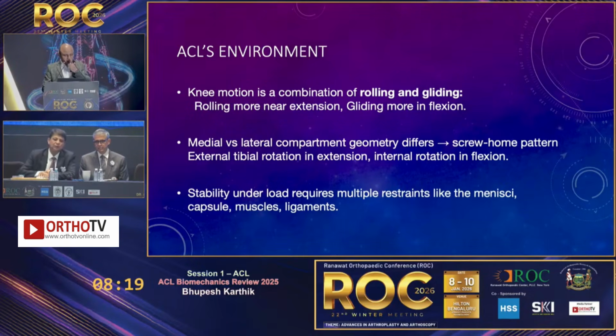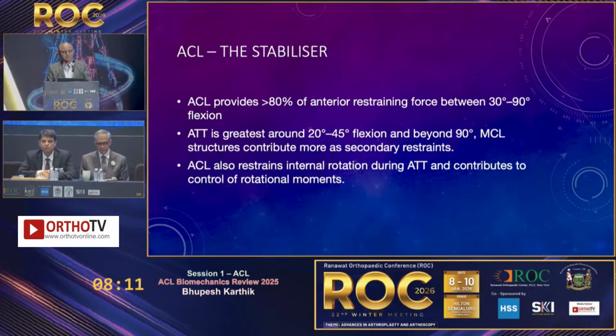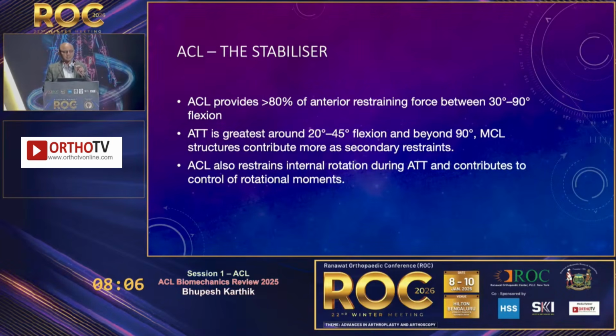The stability of the knee under load not only requires ACL, but requires other restraints like the menisci, capsule, muscles and ligaments. Of all these, the most important stabilizer, the primary stabilizer, is of course the ACL. It provides more than 80% of stability of anterior restraining force between 30 to 90 degrees of flexion, and the greatest amount of anterior tibial translation happens in 20 to 45 degrees of flexion. Beyond 90, usually the MCL takes over. The ACL also restrains internal rotation during anterior tibial translation and gives rotational stability.